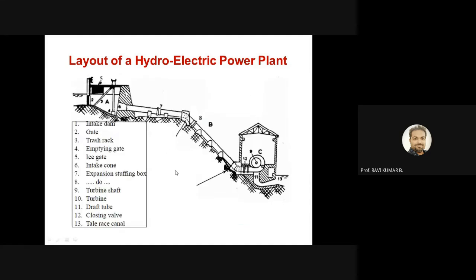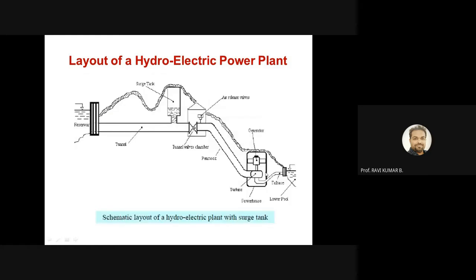So this is the normal setup, right? When the length is very small, you are generating the power in a very small area. But in some cases, this length will be much larger. In that case, when the length of the pipe becomes much larger, there may be chances of back pressure generation in the hydroelectric power plant, which needs to be avoided.